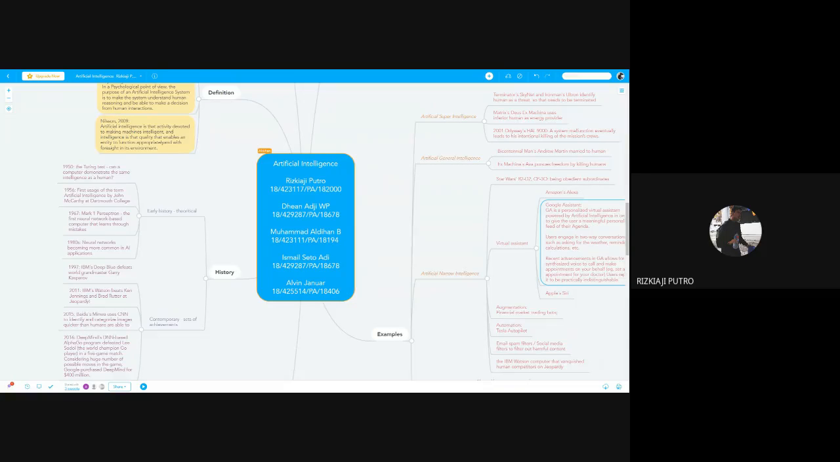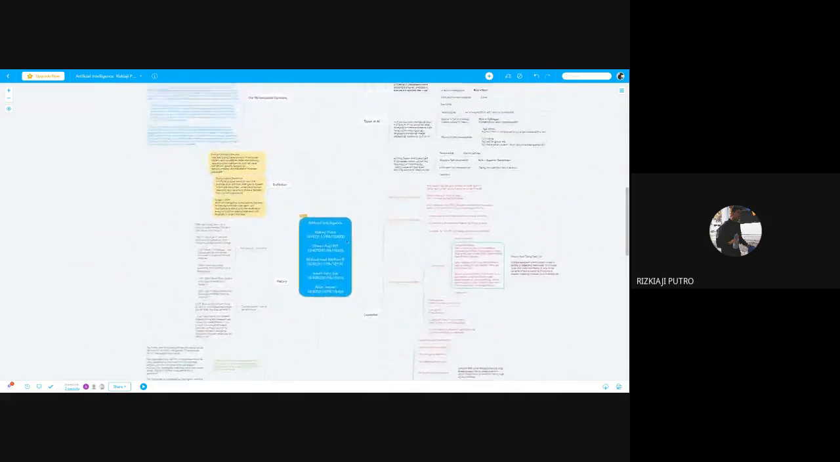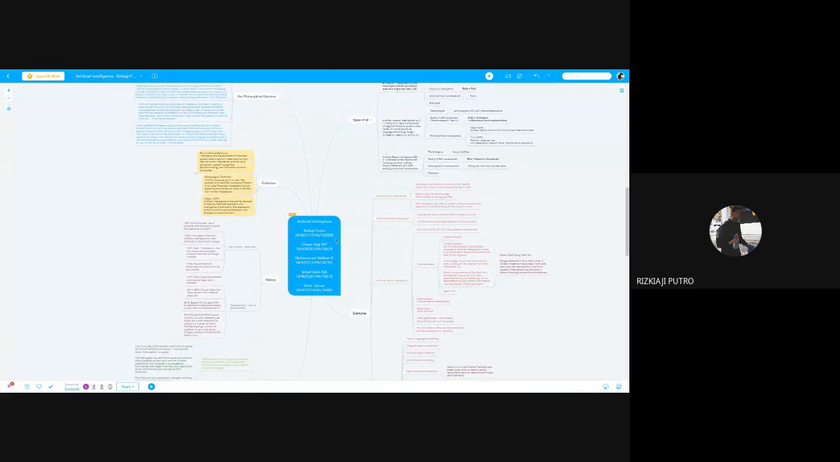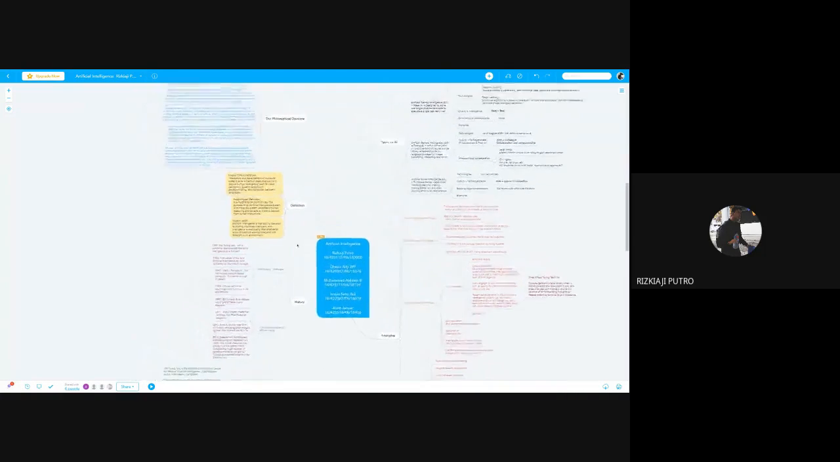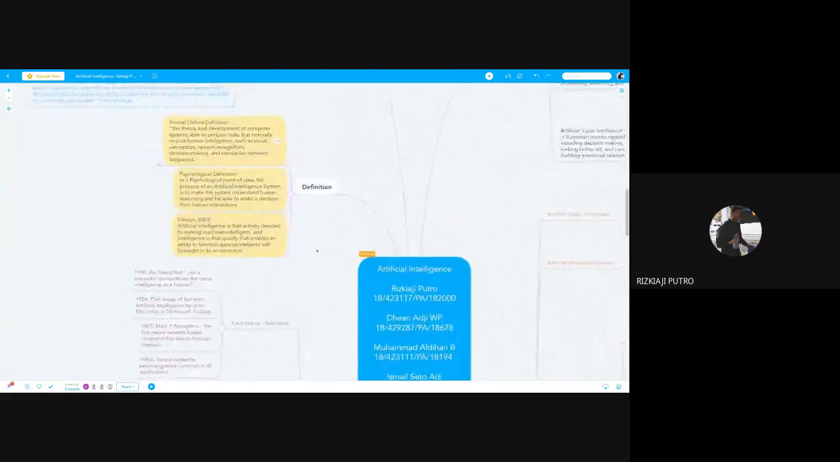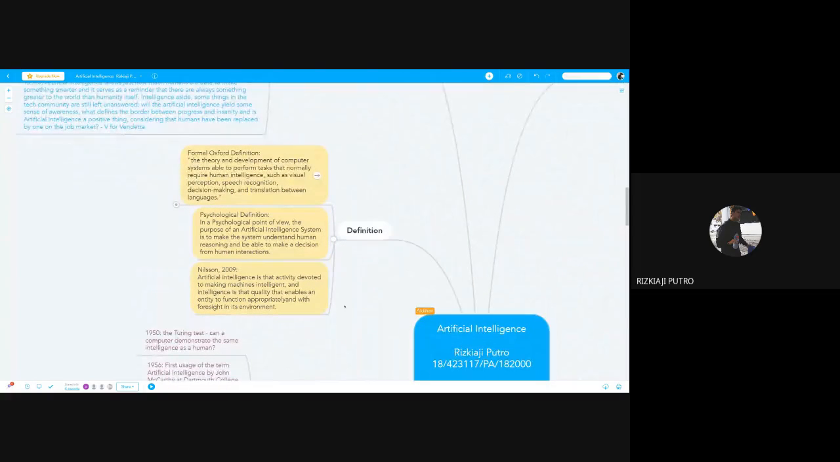My name is Ruskia Putro, and we are part of the group that will explain a mind map on artificial intelligence today. As you can see here, we have broken it down into 6 distinct categories, all of which we will try to explain as efficiently as we can. So why don't we start with the definition? Aldi, can you please explain?